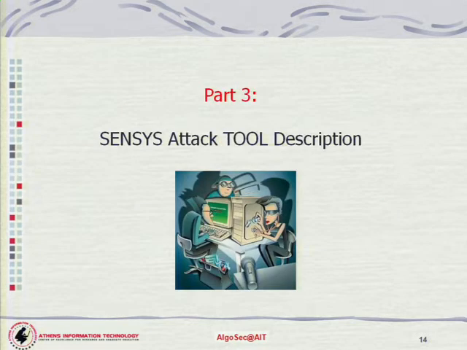So now this was the theory, the boring stuff. Let's move to the interesting part, which are the attacks.